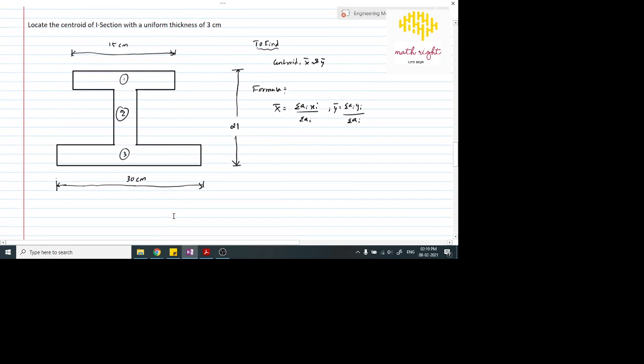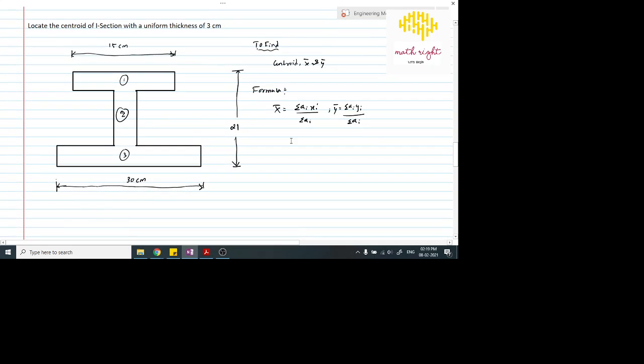Right here there are three sections, and they have given a uniform thickness. We want to find the centroid for the I section, and they also tell us that the uniform thickness is 3 centimeter, that is, the thickness of the web is 3 centimeter throughout the section. Here it is 3 centimeter, and the thickness here is also 3 centimeter. The thickness is uniform throughout the section, and they have given the width and height for each component.